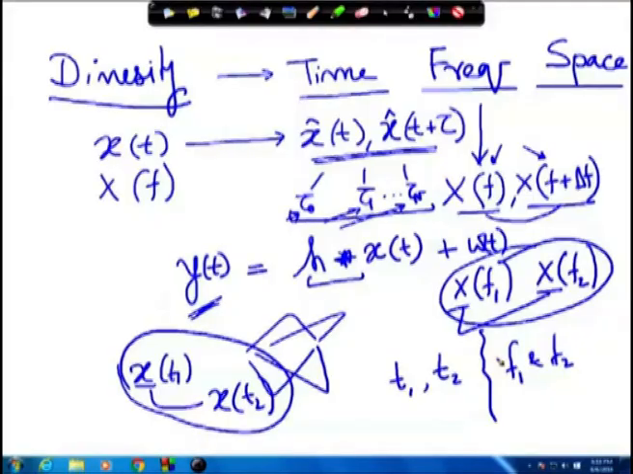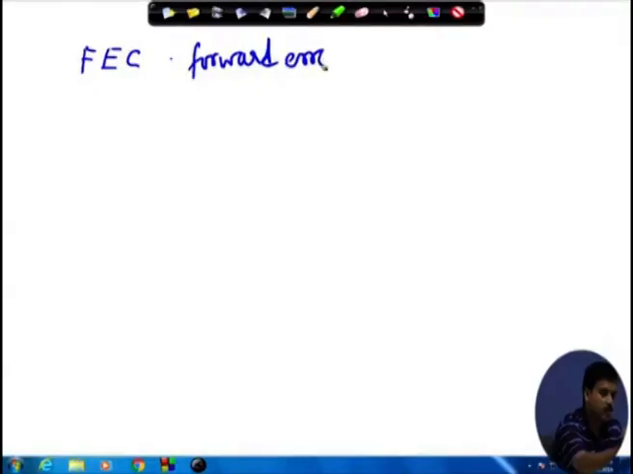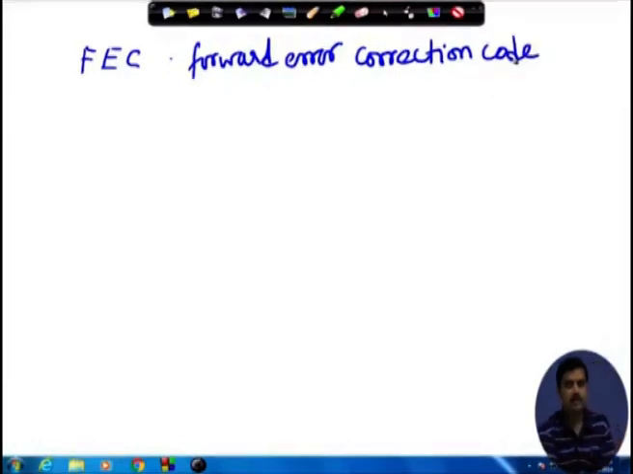You may be aware of forward error correction codes. In short, it is written as FEC, that is forward error correction code. So, in forward error correction code, usually parity bits are added. That means we are having a sequence of bits, and then a new code word is formed. So, if I have, let us say 3 bits and 2 bits of parity are added, I generate a new code word which is 5 bits.